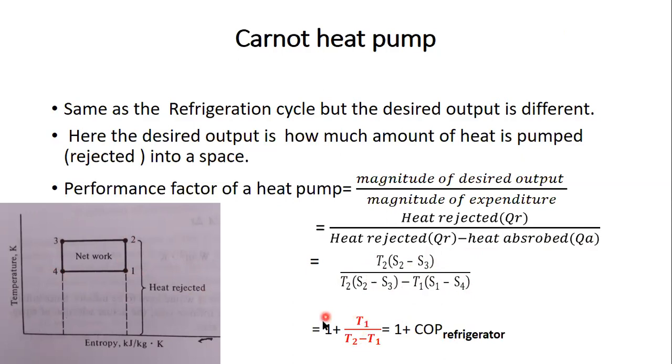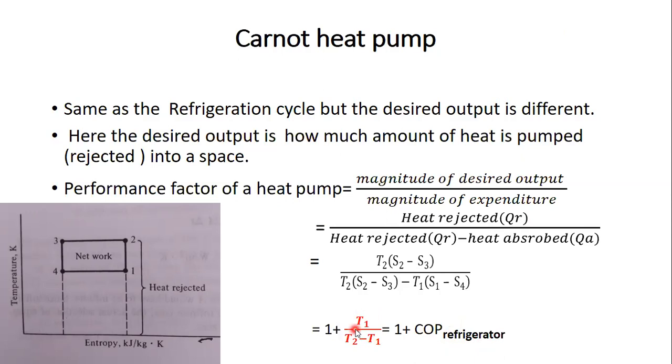So we can arrive at a simple relation like this: 1 plus T1 by T2 minus T1. But wait, we have already seen this expression somewhere else. T1 by T2 minus T1. What was that? COP of a Carnot refrigerator.